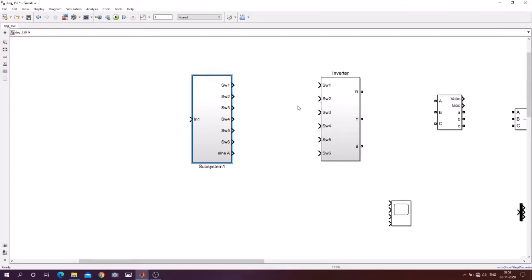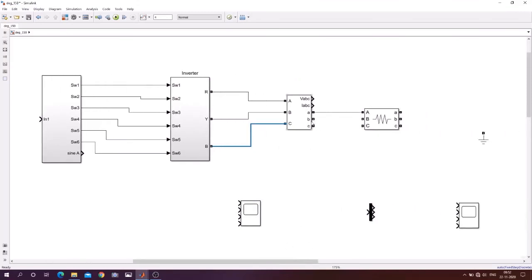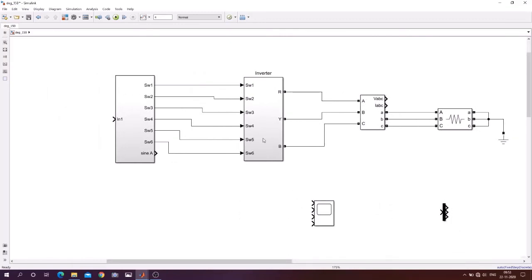Now these switches will be connected over here in the inverter, and the output of the inverter will be connected to the load by the voltage current measurement block. It will be connected to the load. I will make it as a star connection, so I will short the other ends. And I will connect ground over here. Now we are ready to see the result.